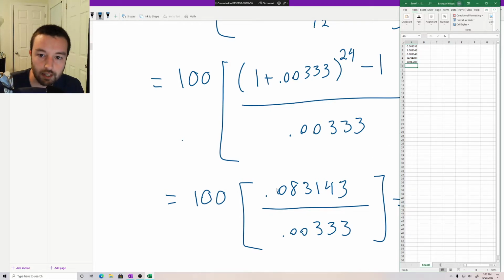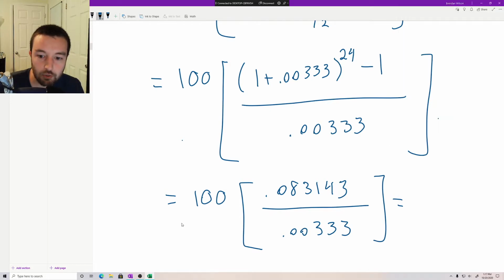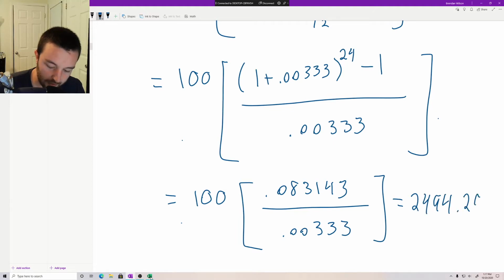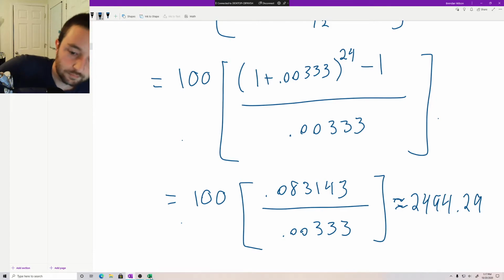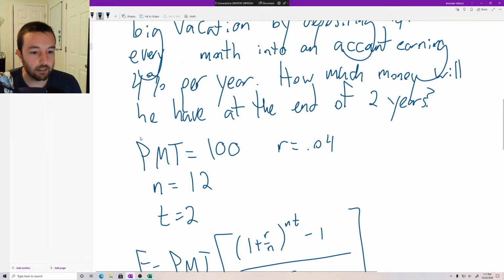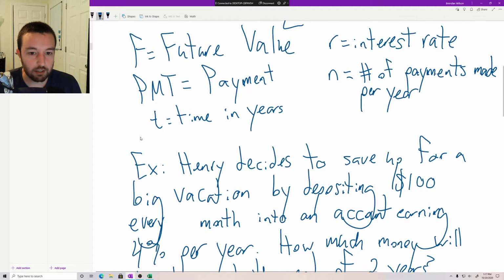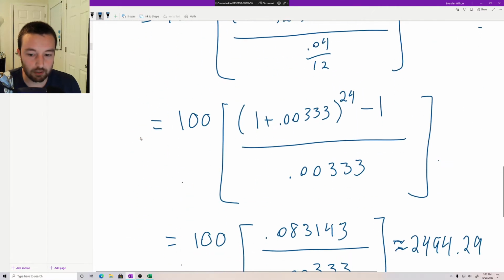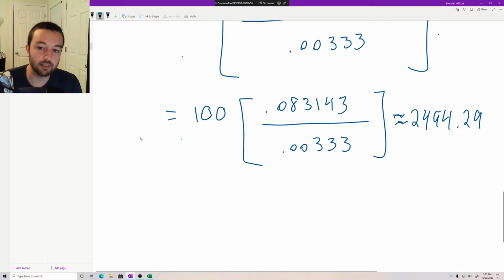So we get 2494.29, since this is money, right? 2494.29. Okay. Should technically write a squiggly equal sign because we're approximating, because we have to round. Okay, so if he is saving $100 every month for 2 years, he ends up with $2,494.